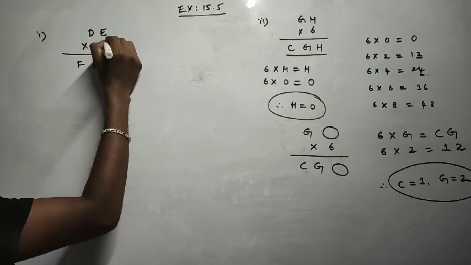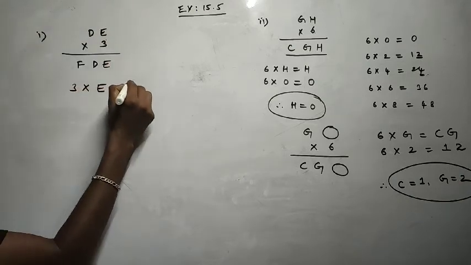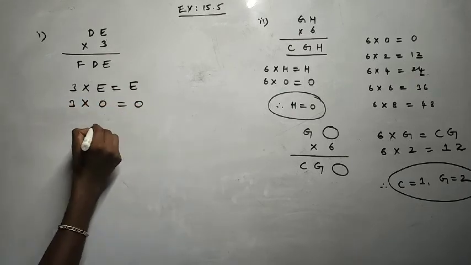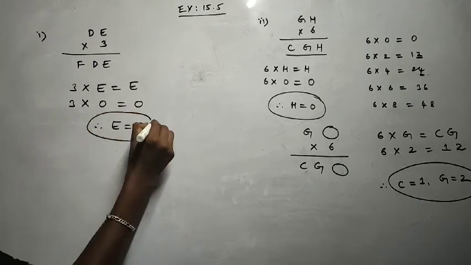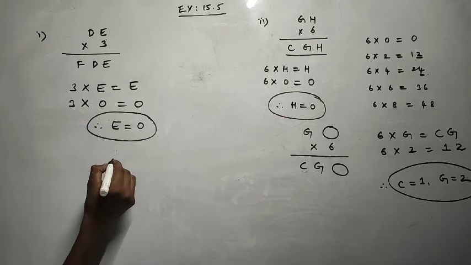Same thing here. E is not forwarding any carry. So simple, 3 into E is equal to again E. So 3 zeros are 0. Therefore E is equal to 0. Right?